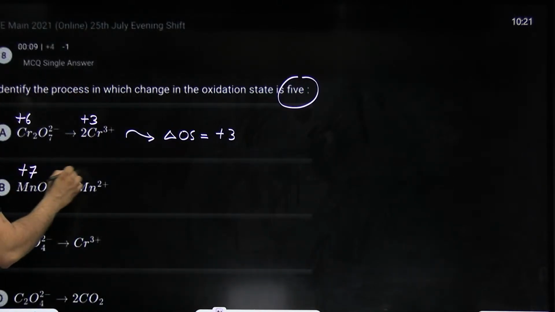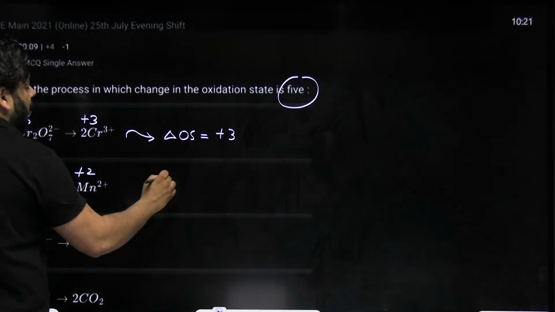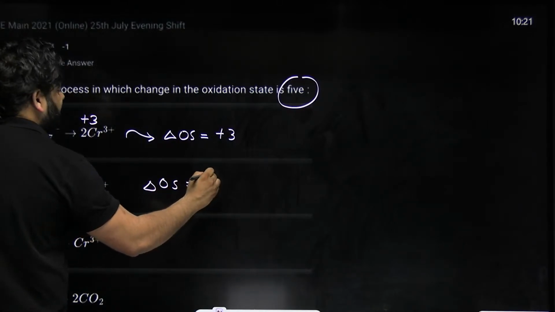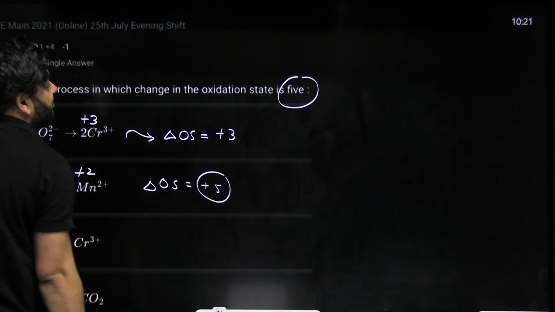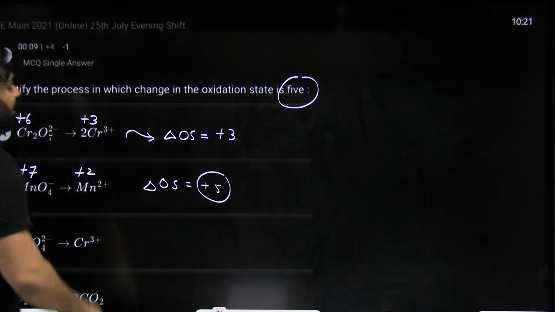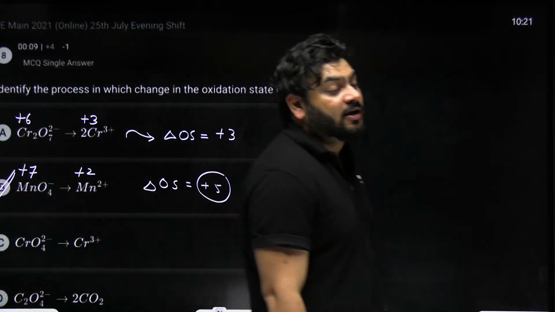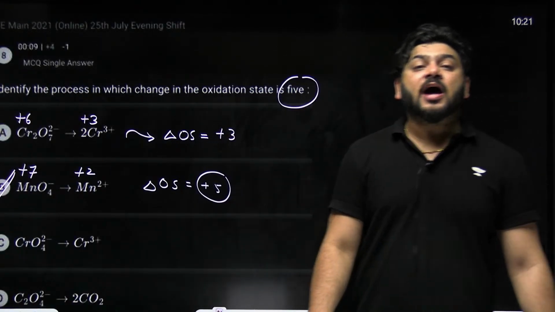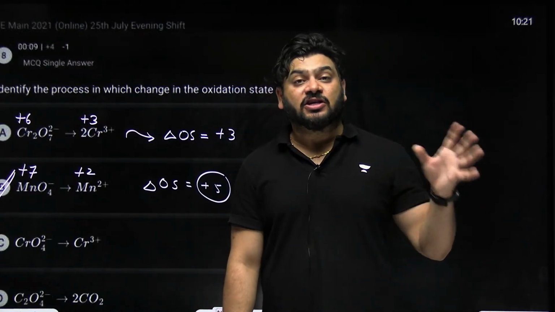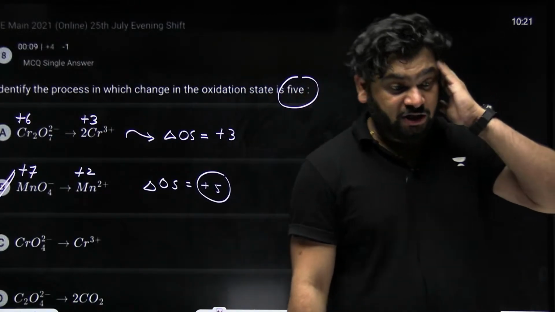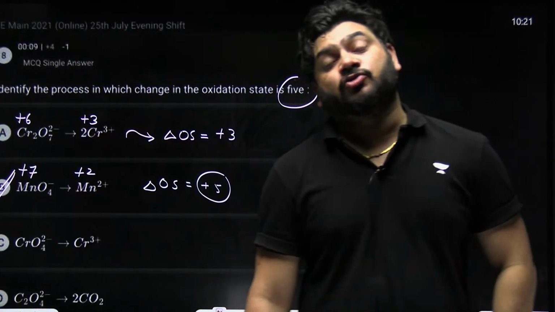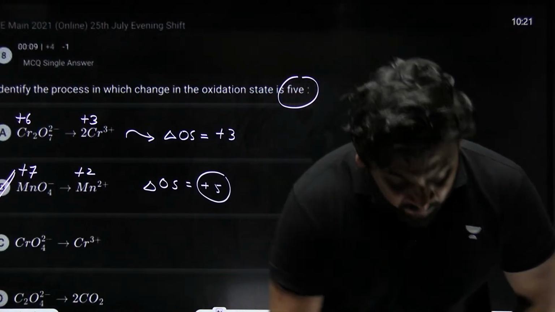Here it is positive 7, here positive 2. The delta of oxidation state will be 7 minus 2, which is positive 5. So guys, that is what was asked: in which process can you find a change in oxidation state of 5? Yes sir, it is permanganate ion in acidic condition. You can find the change in oxidation state as 5. The change in oxidation state is also called the n factor. So the n factor of KMnO4 will become 5.